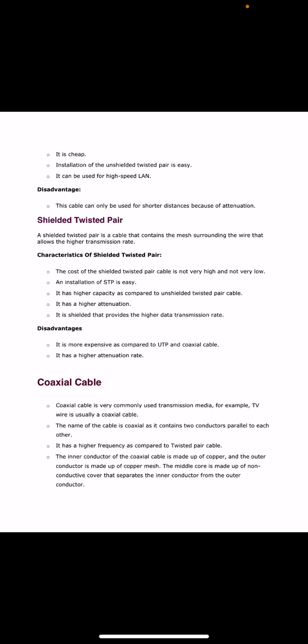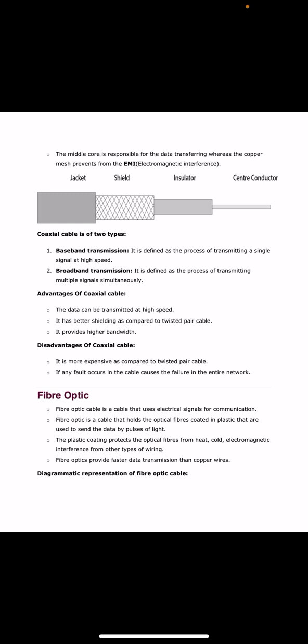Another cable is coaxial cable. Coaxial cable is very commonly used in transmission media. For example, TV wire is usually a coaxial cable. The name of the cable is coaxial as it contains two conductors parallel to each other. It has a higher frequency as compared to twisted pair cable. The middle core is responsible for the data transferring, whereas the copper mesh prevents EMI. EMI full form is electromagnetic interference.